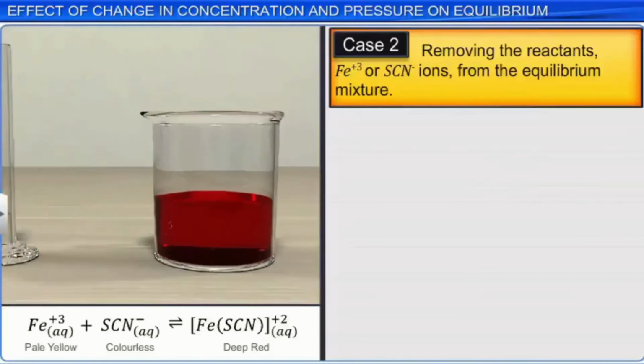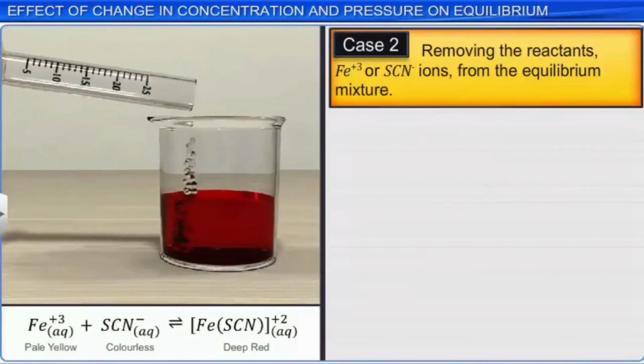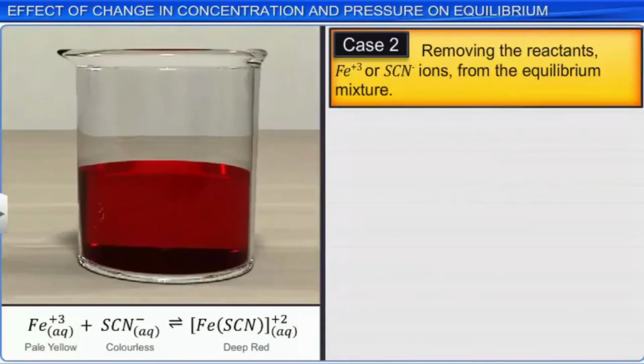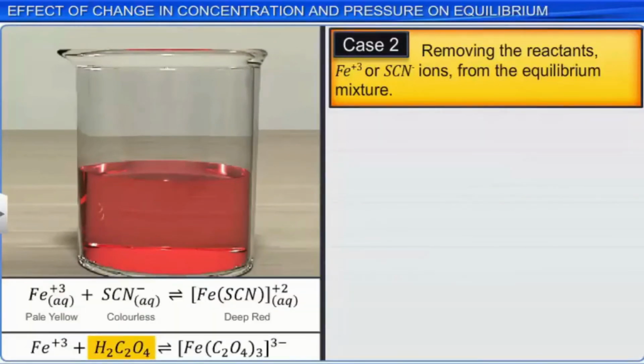Now, suppose you add a few ml of oxalic acid to the reaction mixture at equilibrium. You can see that the intensity of the red color of the solution decreases and the solution turns pale. Why does this happen? Oxalic acid reacts with Fe+3 ions in the equilibrium mixture and forms a stable complex trioxalate ferrate 3 ion. Due to this, there is a decrease in the concentration of free Fe+3 ions in the solution.